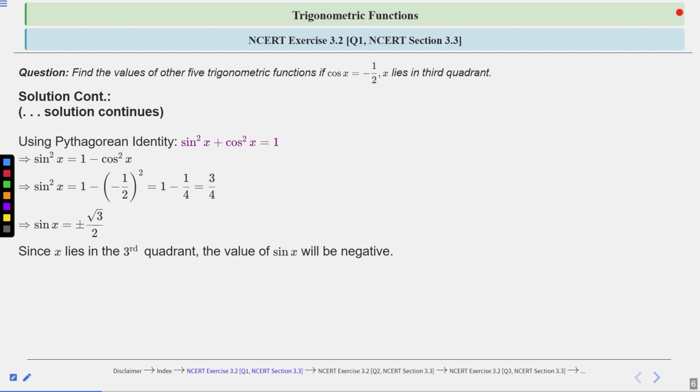Since x lies in the third quadrant, the value of sin x will be negative. Therefore sin x will be equal to minus root 3 by 2. Hence we can say that the value of sin x will be equal to minus root 3 by 2.